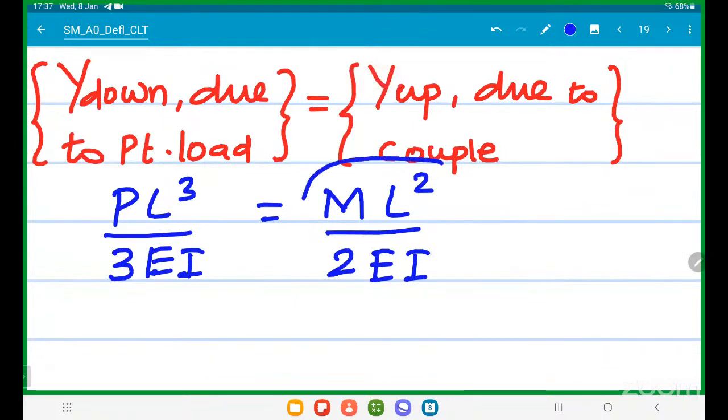Did you see a similar formula anywhere else? In any other place? Yes, sir. Strain energy. What is the difference? Strain energy due to constant bending moment is M square L by 2EI. Here, M L square by 2EI. Don't forget: M square L, M L square.